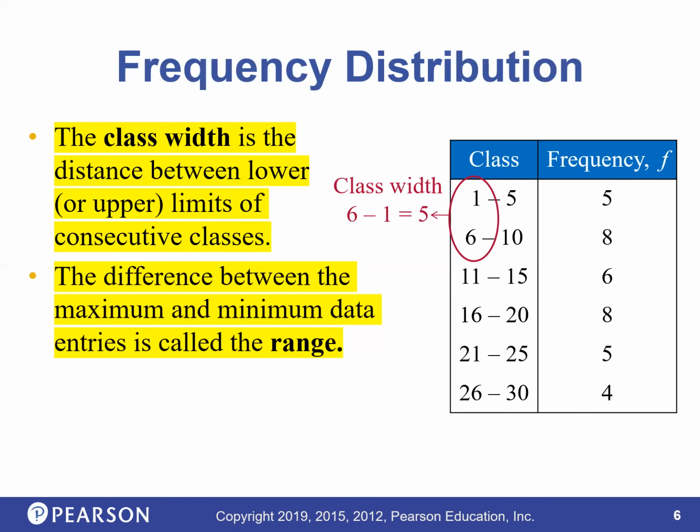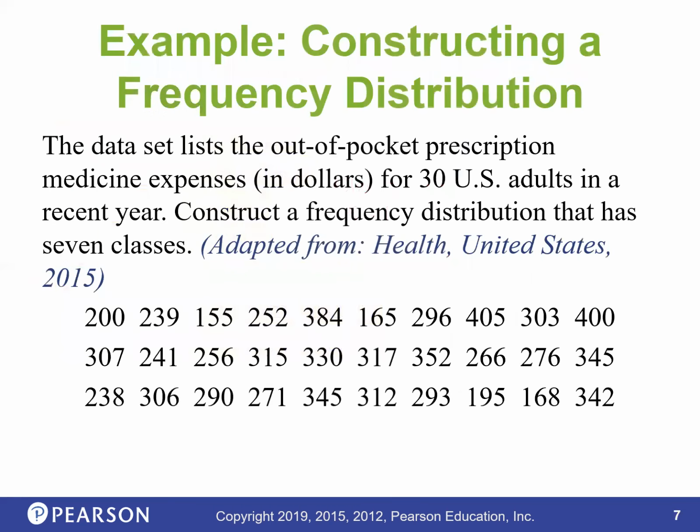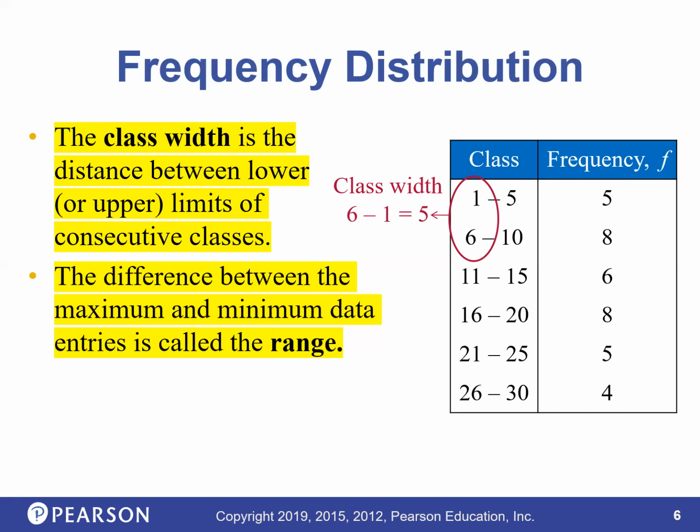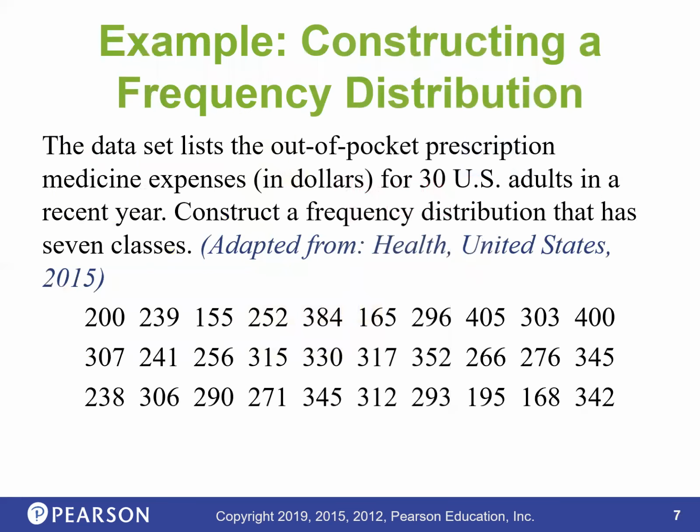So let's do this here. I know it's kind of quick. Let's actually set up a frequency distribution through our notes here. But first, just real quick before we do that, let's jam. So here's what I got. A list of data. This is out-of-pocket spending, people that paid for their own medications, for 30 US adults in recent years. So this is 2015, from the Health of the United States. So this is actually real data, which is kind of cool. We get to practice with real data. The question is, can we set up a frequency distribution that has 7 classes?